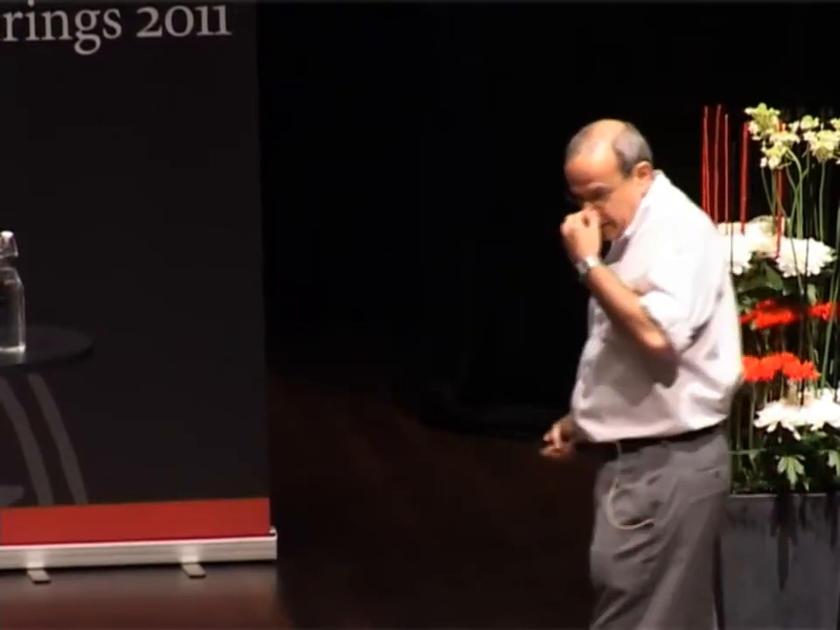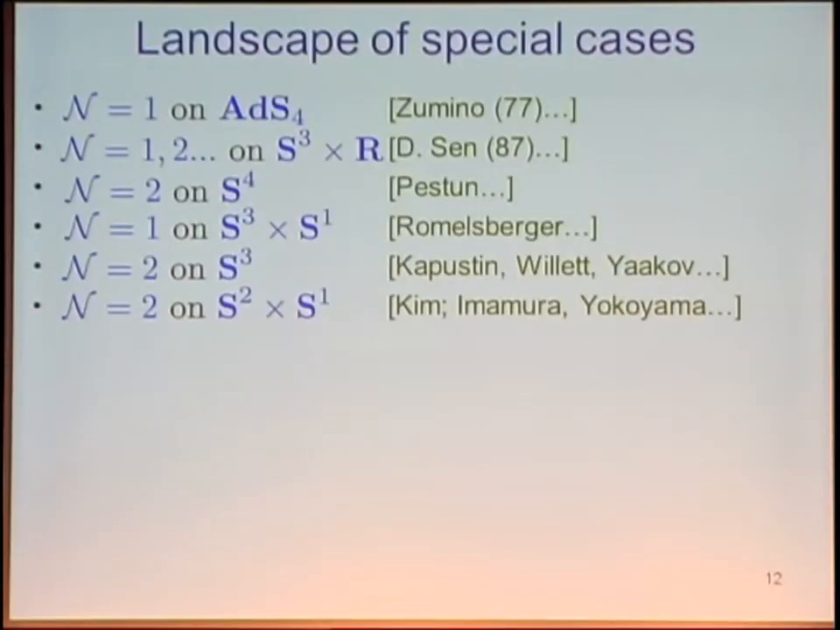So that's what people have done, and here is a summary of the landscape of the various theories for which this is done, with the references. I think the first paper I found on the subject is by Bruno Zumino in '77. He studied N equals 1 supersymmetric theories in AdS4. For some reason, at the time, this was called de Sitter space rather than anti-de Sitter space. But don't be confused, that paper is about anti-de Sitter space. So this was really a pioneering work.